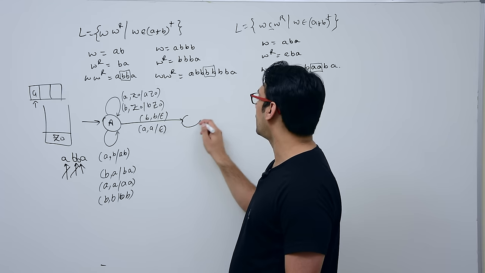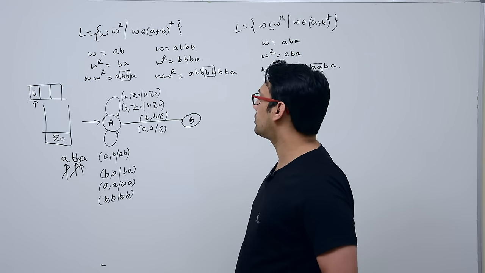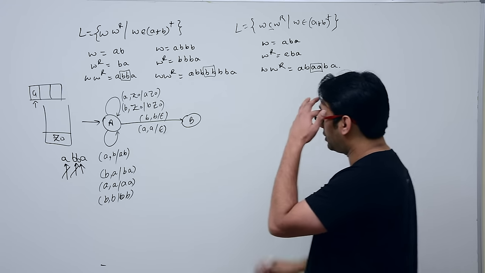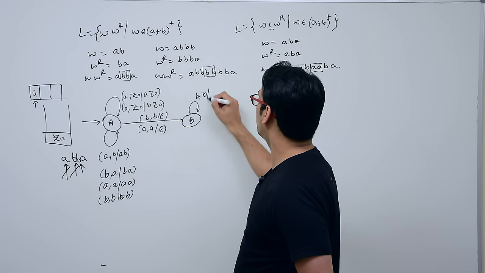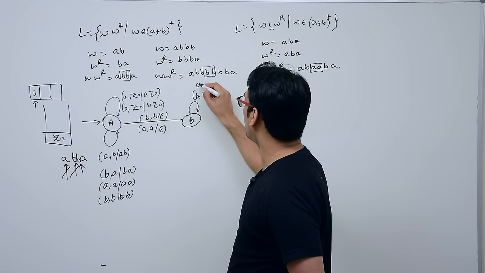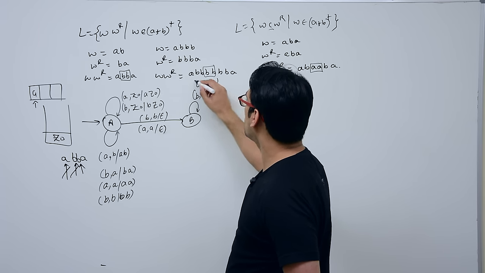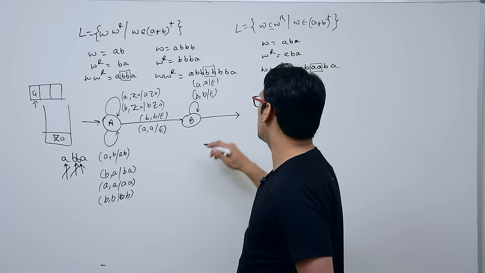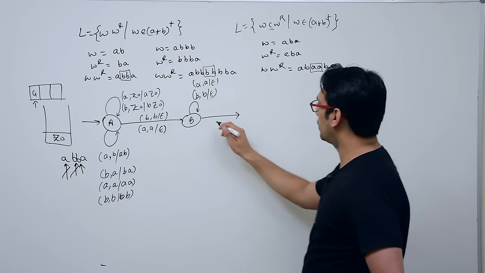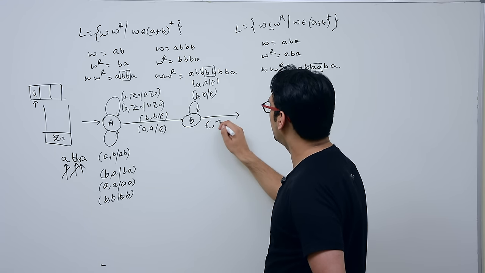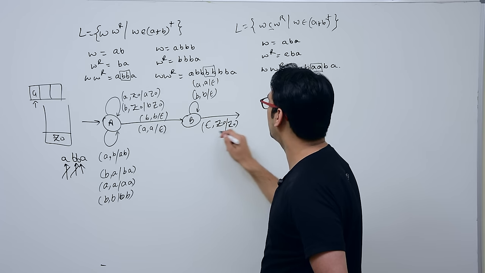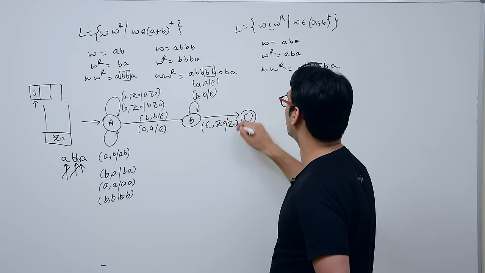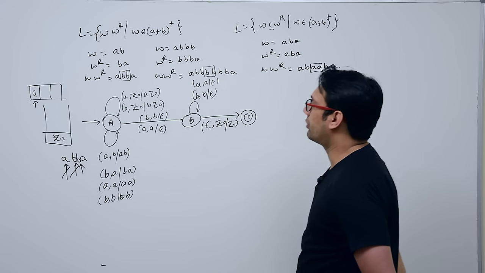After getting a middle point, the symbols will always be matching. So whenever you get a B, you have to pop it. Whenever you get an A, you have to pop it. And if you get an epsilon symbol after this, and the stack is containing Z naught, leave it at Z naught, and you have to accept the string.